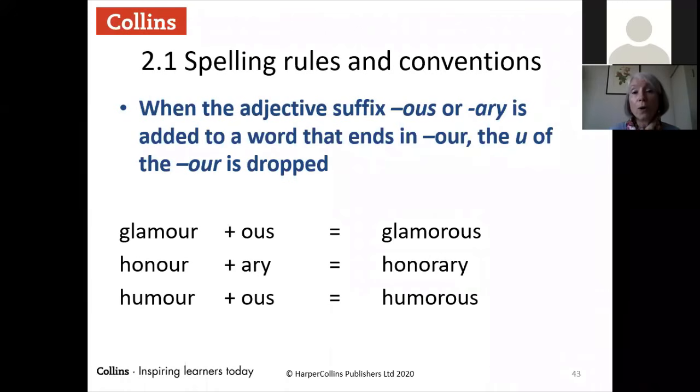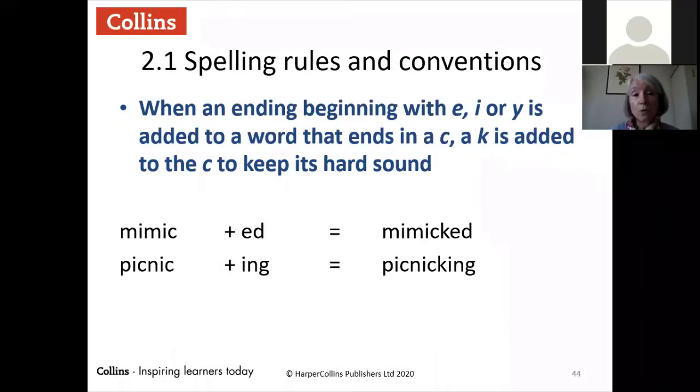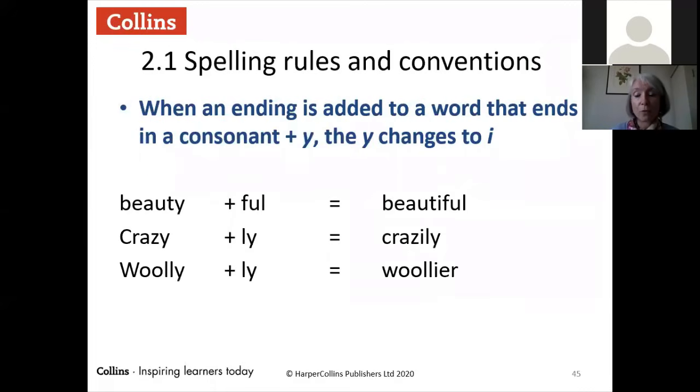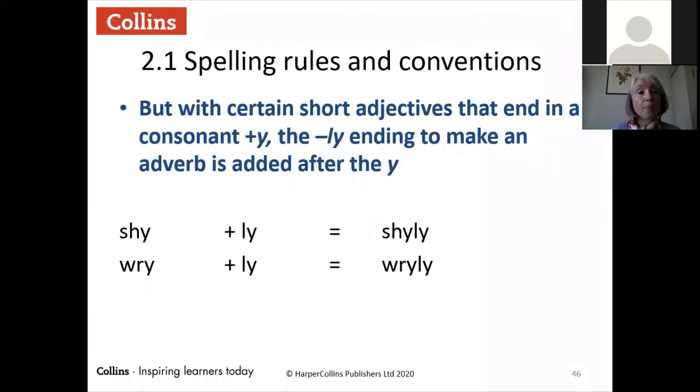When you've got OUS and ARY, the U is dropped. So revise all of this. When you've got a word like mimic or picnic and you're adding a verb ending, you also add a K to keep the hard sound. Revise all of this. You need to go through and revise all of these.